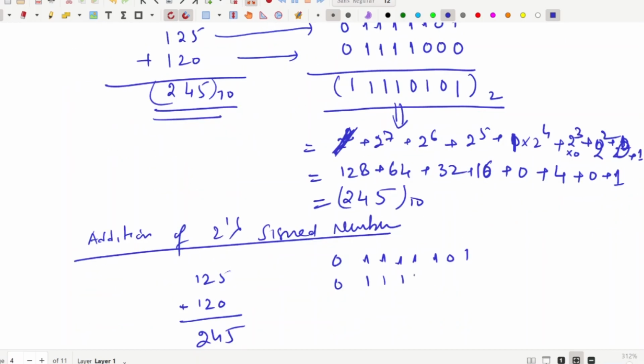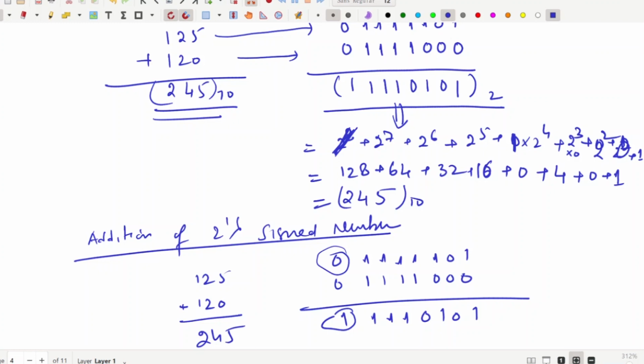Here we see that since the most significant bit represents a sign, this is a positive number, sign is 0, means this represents a positive number. But in the resultant, the sign bit is different, means this represents a negative number. So since the sign bits of the first number and second number are 0, both are positive numbers, but the sign bit of the result is different, means 1. This means this is the condition of overflow.